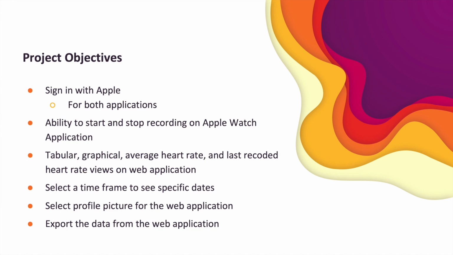Some of the project features include Sign in with Apple for both the web application and the Apple Watch application, and the ability to start and stop recording from the Apple Watch application. The user has the ability to view a table, a graph, the average heart rate, and the last recorded heart rate from the web application, as well as select certain time frames that they would like to see, set a profile picture, and export data from the web application.